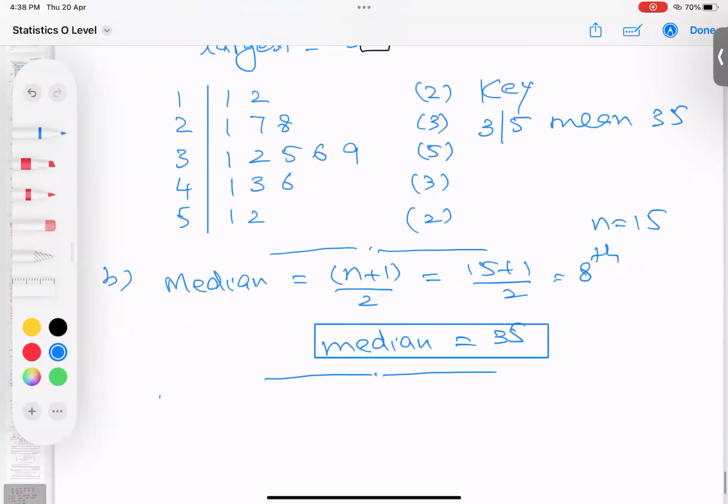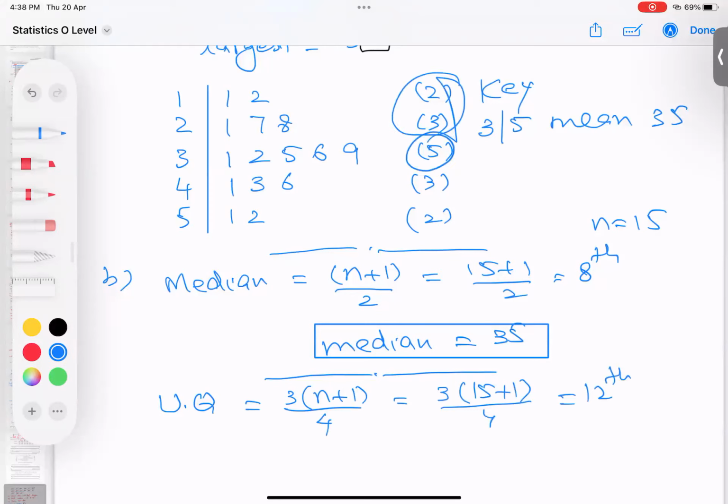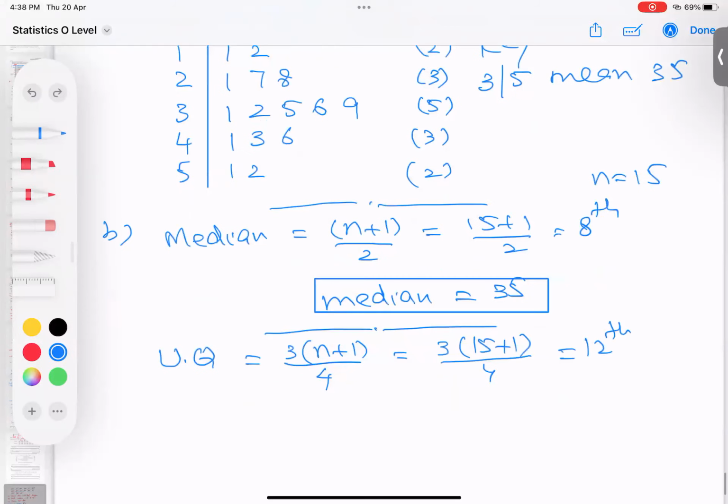Now I'm going for the upper quartile. The upper quartile formula is n plus 1 as it is, but 3/4. So 3/4 of n plus 1 means 15 plus 1, 16, by 4 times 3, the 12th spot. 3 plus 2, 5 plus 5, 10. This is 10 values for sure. So I'm looking for the 12th. So 4 from here, 3 from here, 43. So the upper quartile is confirmed, 43.